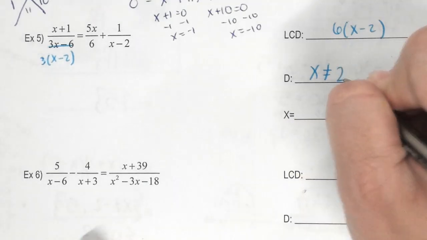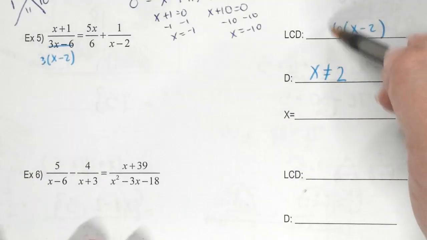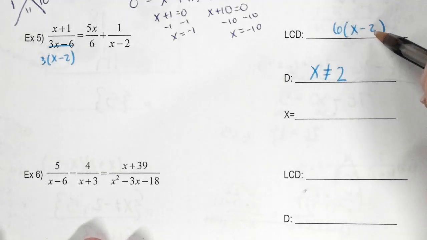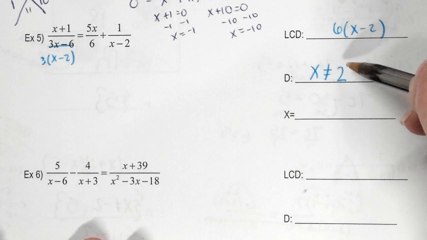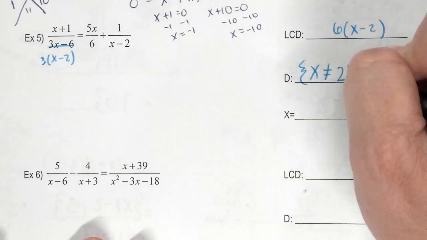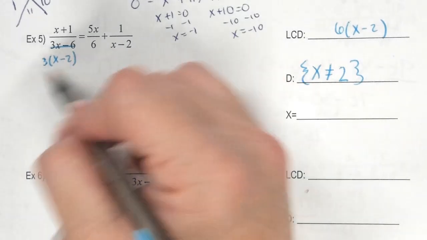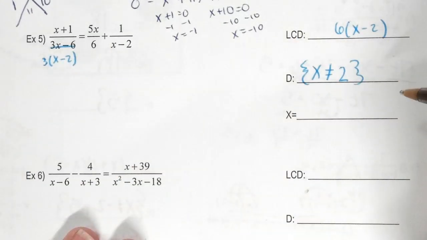Positive 2. 6 doesn't matter because it doesn't have a letter, and we're only concerned when there's letters. So x minus 2, what cancels a negative 2 is a positive 2. So that's why x cannot be positive 2. So knowing that, we need to make all of our denominators be 6 times x minus 2.